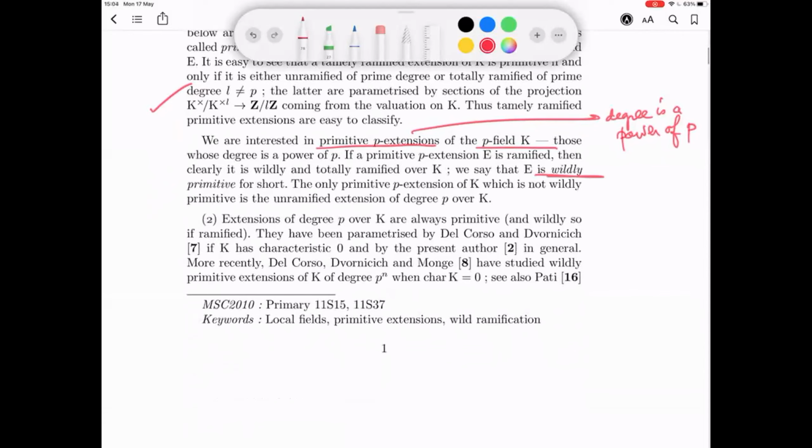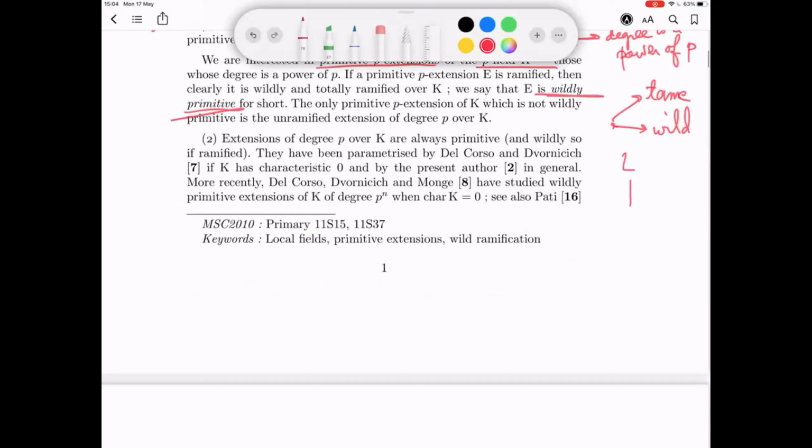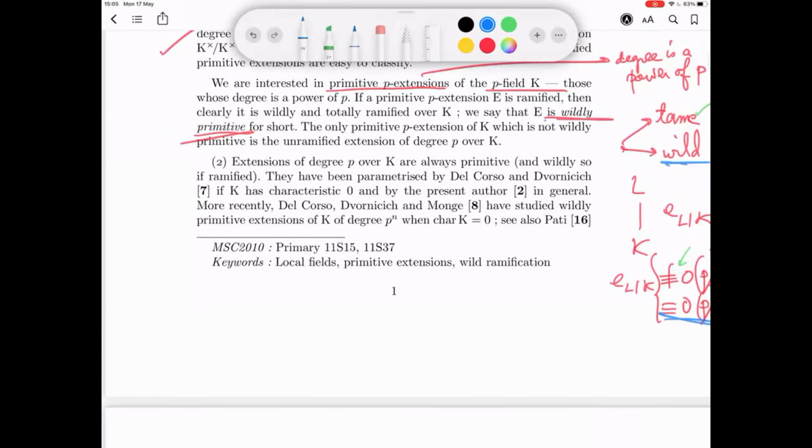Or, I mean, we could also say wildly primitive, because we have this distinction between tame ramification and wild ramification, right? So what is that distinction? The distinction is, if you have a finite separable extension, then you have the ramification index, and it may happen that this is prime to P, or it's divisible by P. So when it's prime to P, this is the tame case, and when it is divisible by P, this is the wild case, right? So we could also call them wildly primitive, because they are primitive and they're wildly ramified.